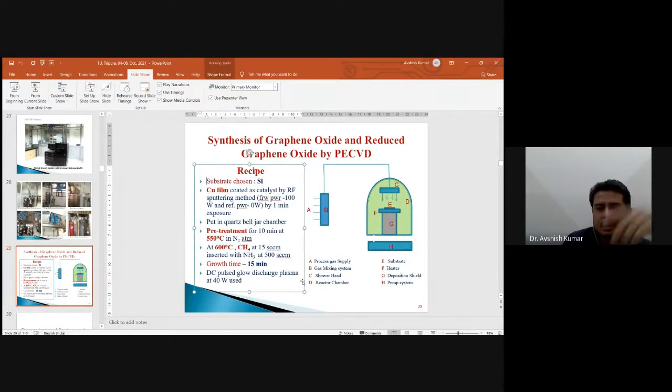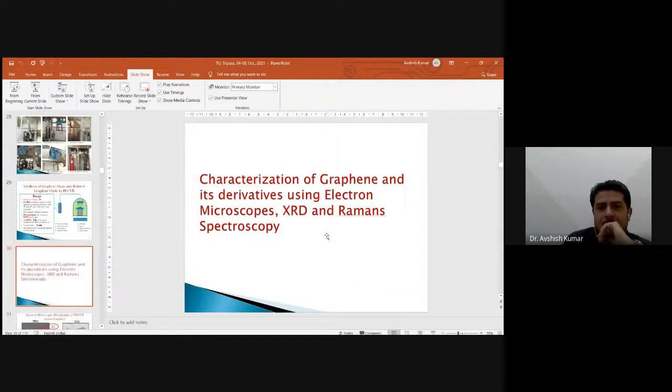If any of you are interested, you can note them down for the synthesis of graphene oxide using this technique. The growth time is around 15 minutes. DC pulsed glow discharge plasma of 40 watt was used during the growth process.